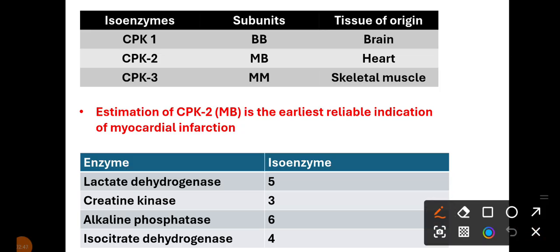Here also we are given different isoenzymes, like lactate dehydrogenase, creatine kinase, alkaline phosphatase and isocitrate dehydrogenase. That is also very important from the exam point of view, which enzyme has how many isoenzymes, right? Lactate dehydrogenase has 5 isoenzymes, creatine kinase has 3 isoenzymes, just as we have discussed, CPK 1, 2 and 3. Alkaline phosphatase has 6 isoenzymes, and isocitrate dehydrogenase has 4 isoenzymes, right?